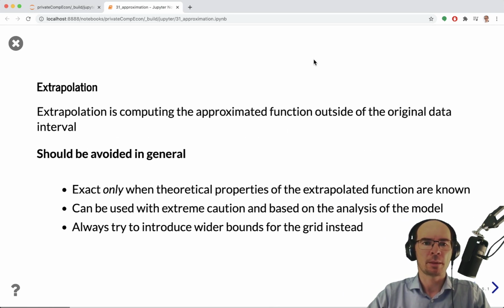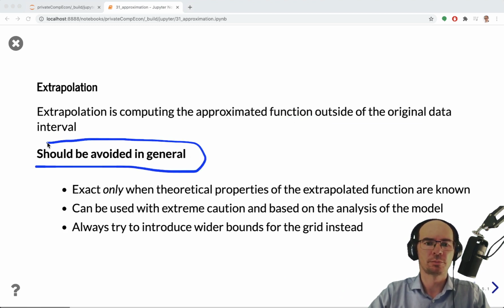All right. Now, extrapolation is the case which I already mentioned, and this is computing the approximated function outside of the original data interval. This is hard and should be avoided in general.